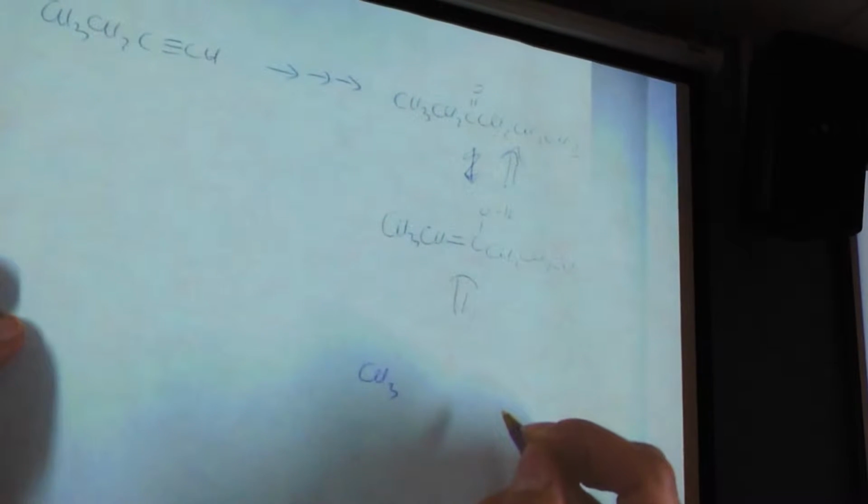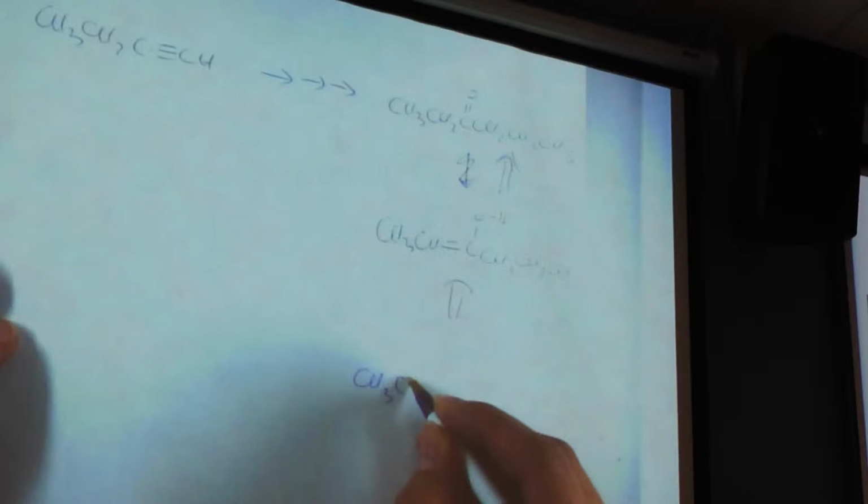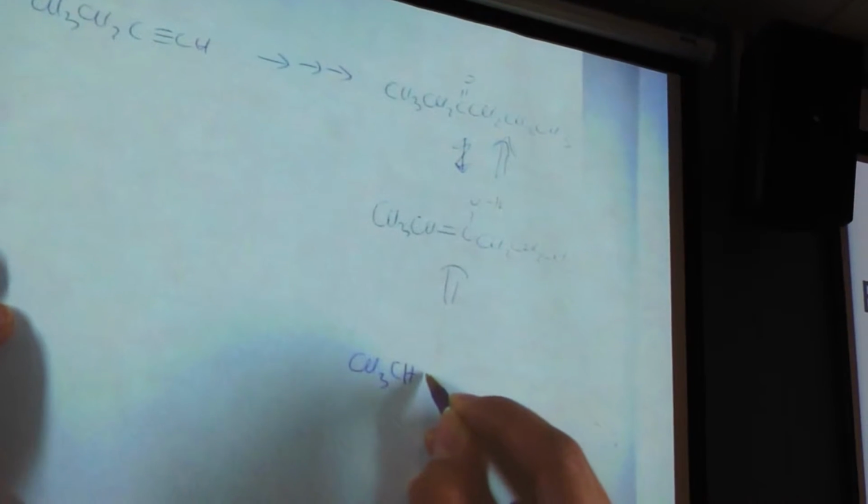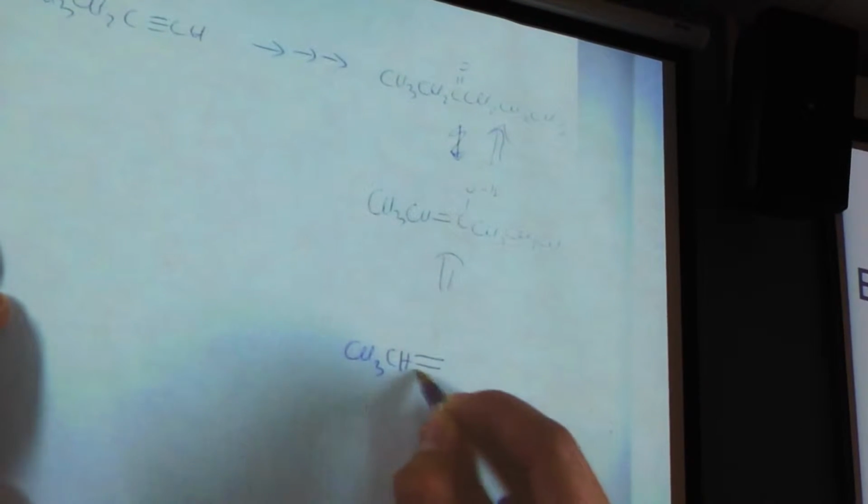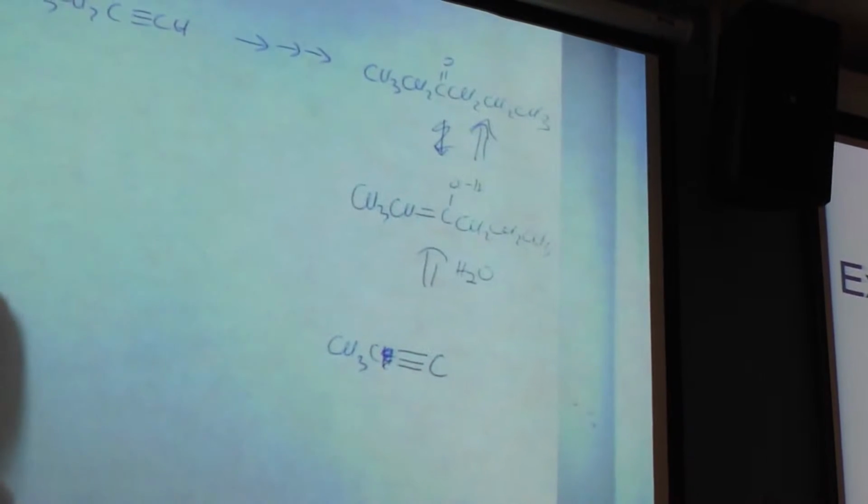People say triple bond, right? So somehow we need a triple bond here, which means we cannot have hydrogen on the carbon. So let's say H2O, H2SO4, or maybe it's the boron, BH3, THF, step 2, H2O2. It's one of these because they give you a ketone.